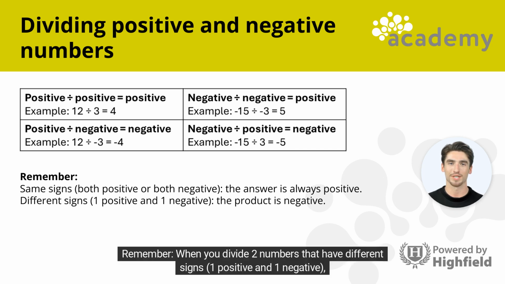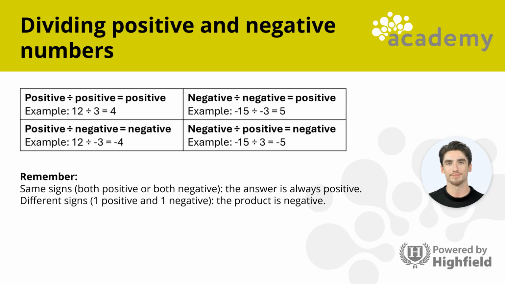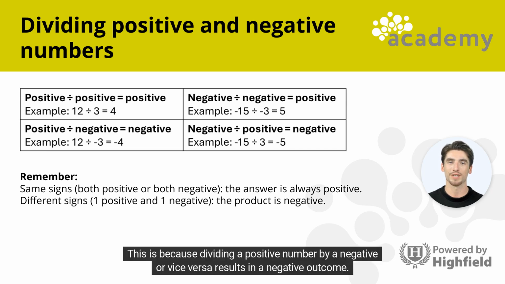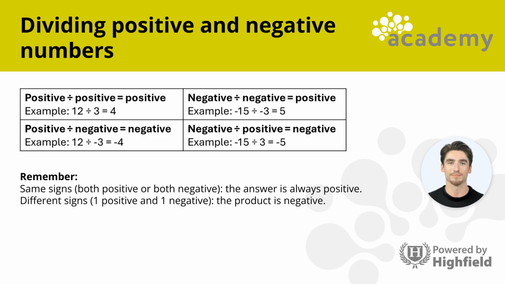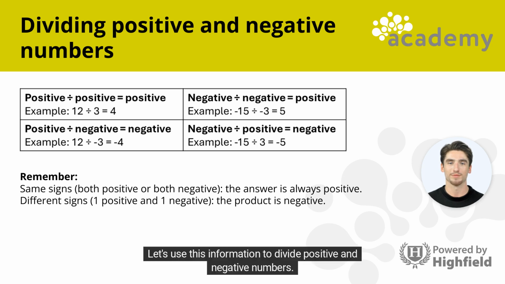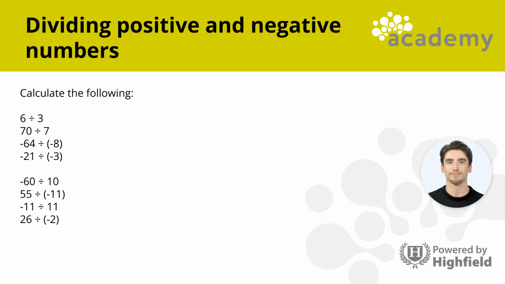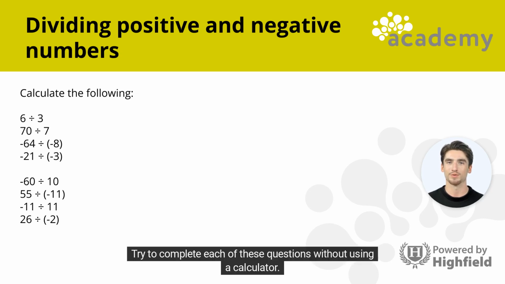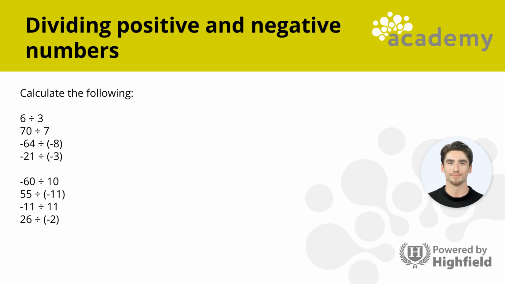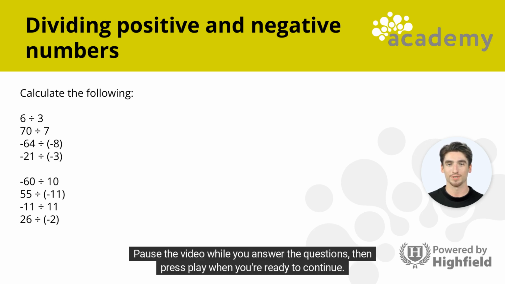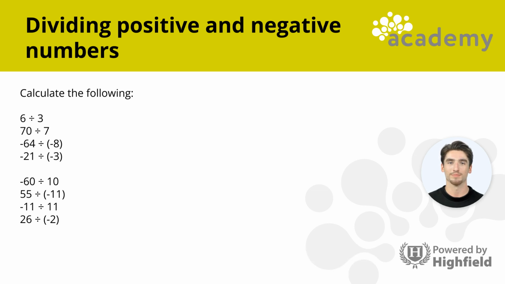Remember, when you divide two numbers that have different signs, one positive and one negative, the answer is negative. This is because dividing a positive number by a negative or vice versa results in a negative outcome. Let's use this information to divide positive and negative numbers. Calculate the following. Try to complete each of these questions without using a calculator. Pause the video while you answer the questions, then press play when you're ready to continue.